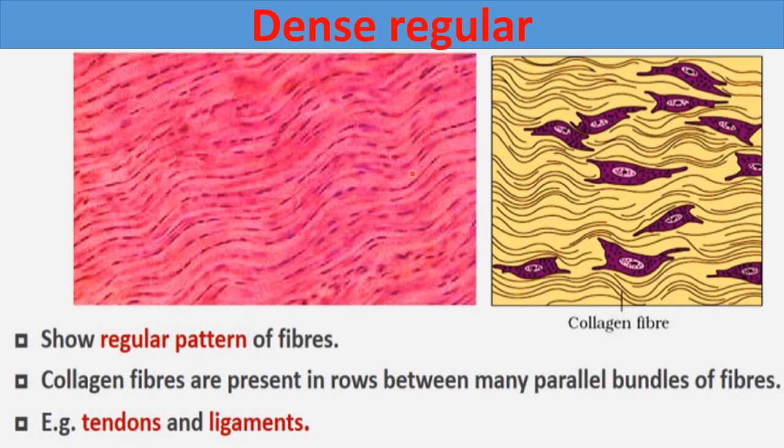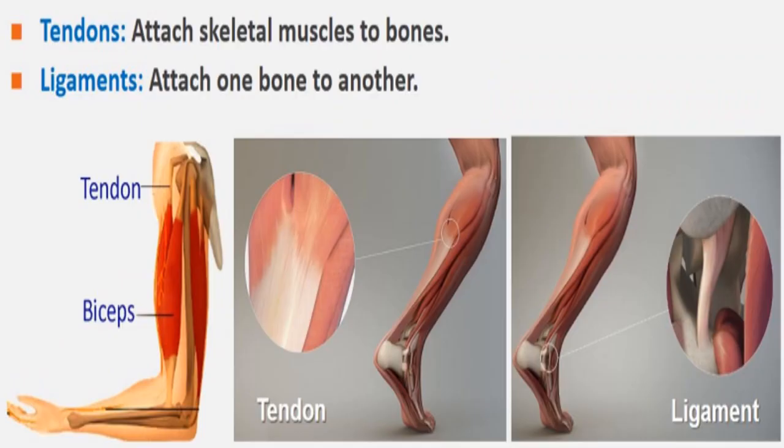Examples of dense regular connective tissue are tendons and ligaments. Now what are tendons? Tendons attach skeletal muscle to bone. Here you can see tendons present between our skeletal muscles and bones, which help to attach our skeletal muscles to bone.